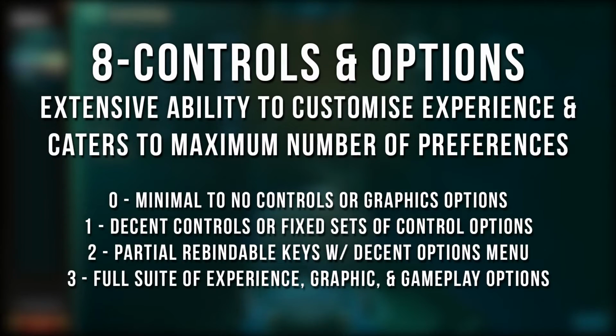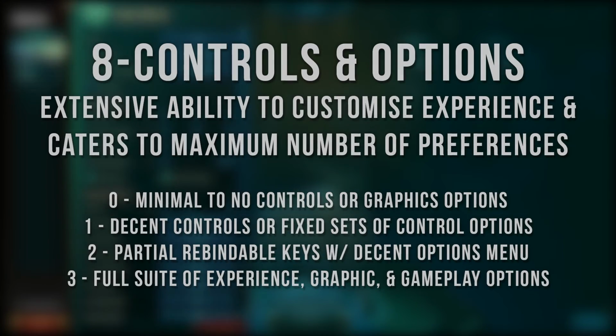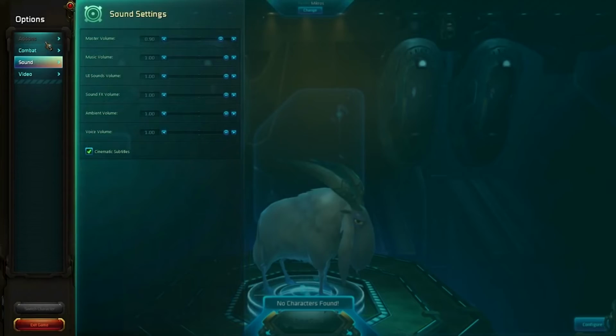Criteria 8. Controls and options. Having extensive ability to customize your experience and catering to the maximum number of gamers' preferences. 0 means minimal to no controls or graphics options. 1 means decent controls and/or fixed set of control options. 2 means partial rebindable keys and/or easy to use controls and a decent options menu. And 3 means rebindable keys and/or completely intuitive controls with a full suite of graphics and gameplay options, FOV sliders, colorblind options, full screen and windowed modes, and separate audio sliders. A good example of this would be WildStar.